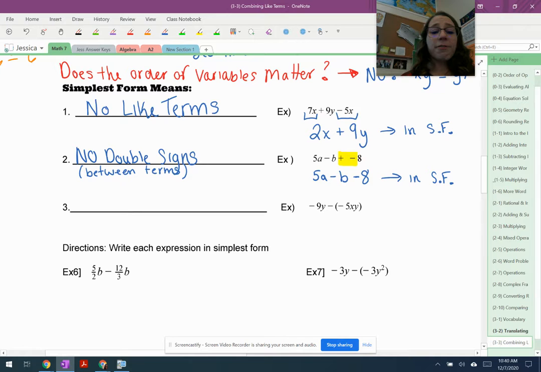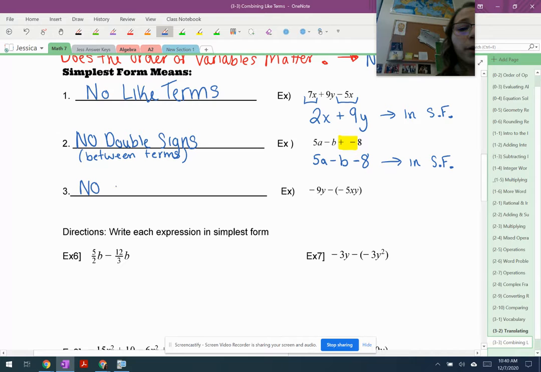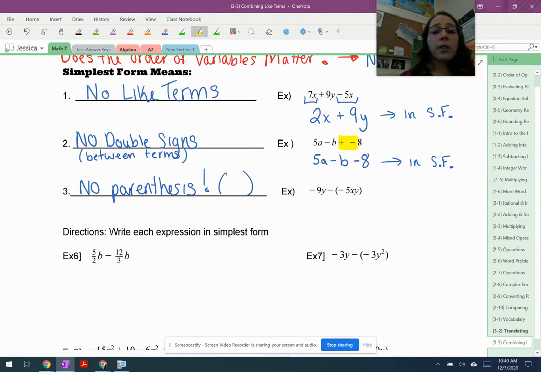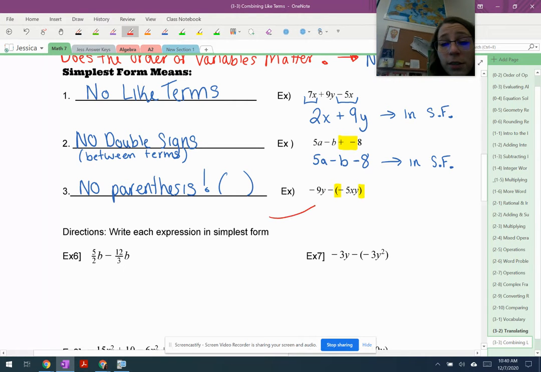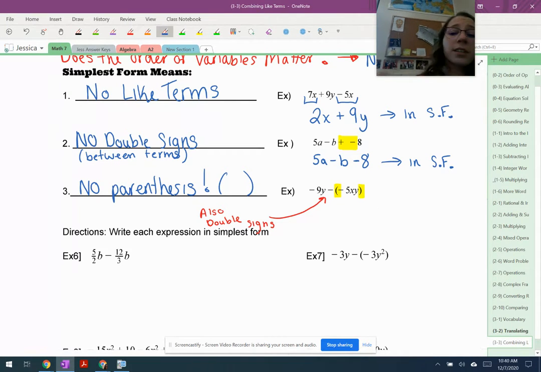And the final third requirement for simplest form is that there are no parentheses. So here you can see that I have parentheses, and also I'm violating two of the rules here. I also have double signs. So I'm going to make a little note of that. Also double signs. And in this case, when I'm dealing with the negative and the negative together, that gives me something else.